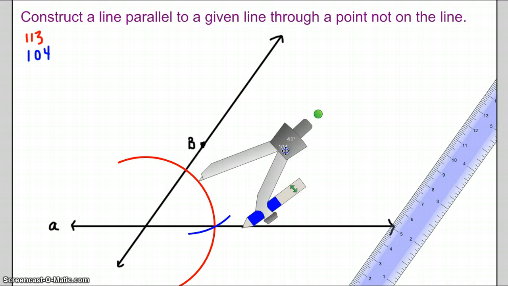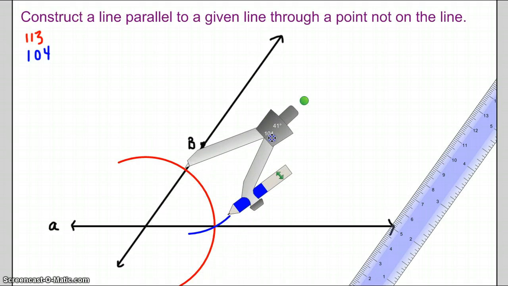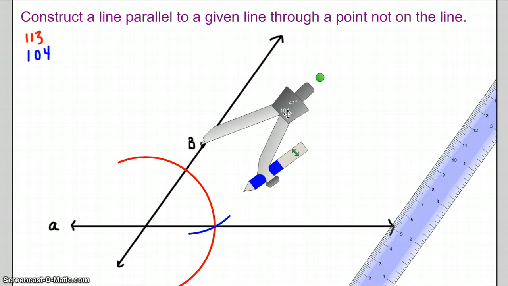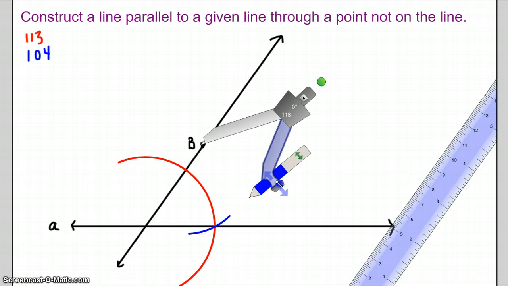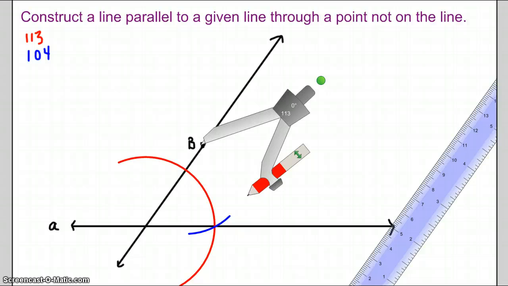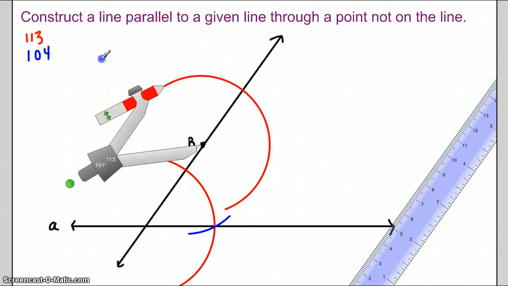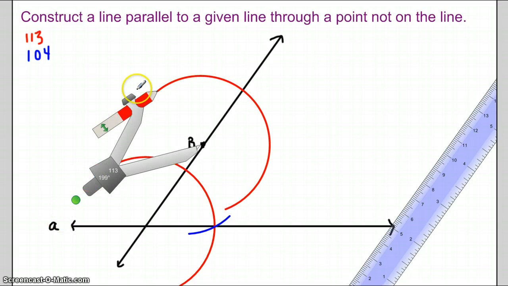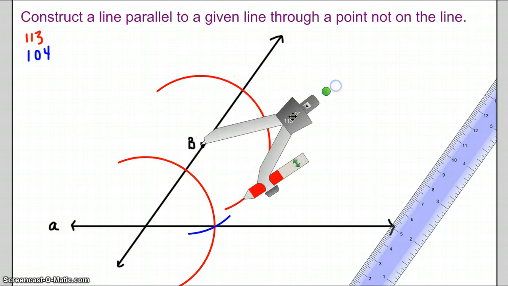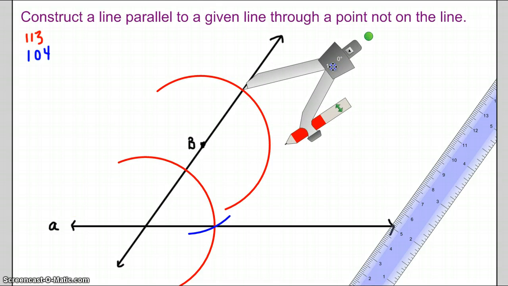Okay, working our way up the transversal, we started here, so now we're starting on point B, and we have to repeat our arcs or alternate them. So I did 113 degrees, and then I did 104. Okay, I'm going to go back to 113 now. I'm going to make a big arc. Remember, you need to make it large enough so that you have this 4th point up here, because that's your next starting point. Okay, and this is how we create our congruent corresponding angle.